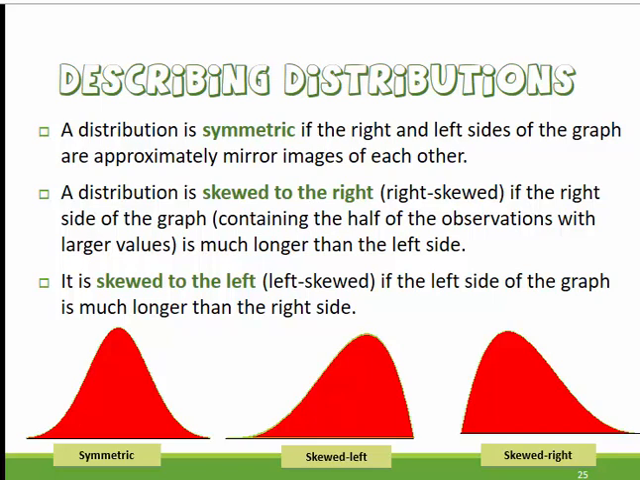So symmetric. Again, it doesn't have to be bell-shaped, but you have mirror images. This particular bell shape is called a normal distribution. Skewed left, skewed right, you have a long tail on the left or the right, skewed toward the tail. We're going to talk about how it pulls the mean toward the tail in the next section.